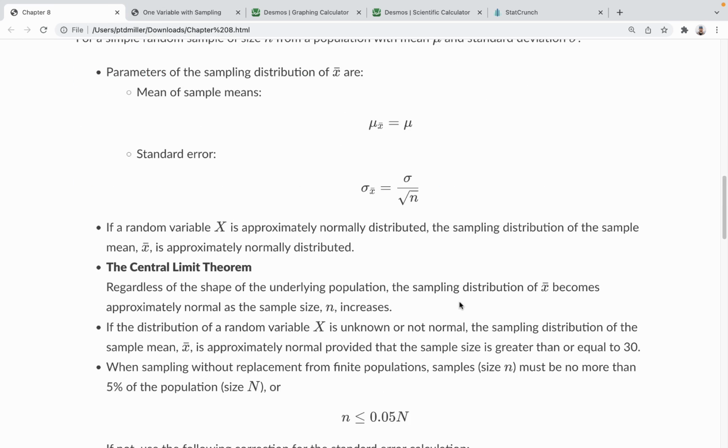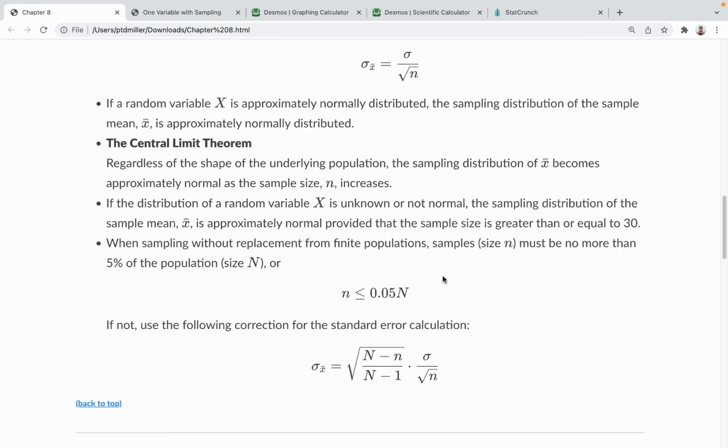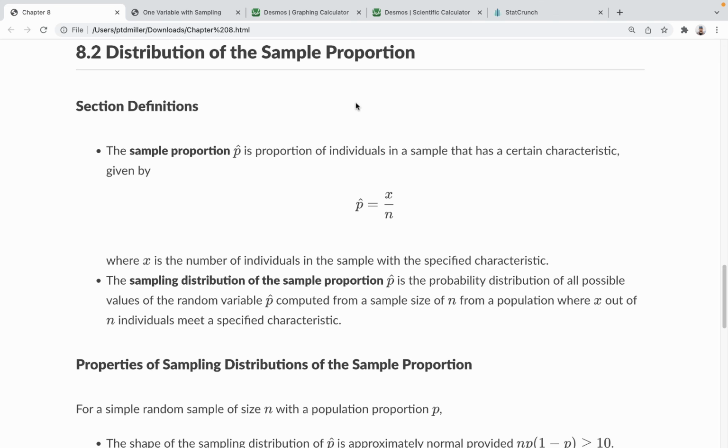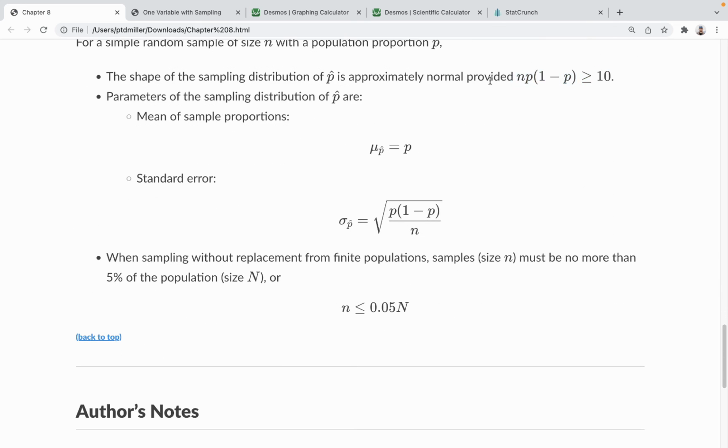It's kind of a lot to say. We usually just say, the sampling distribution of X bar. We would say mean of sample mean, standard error. And we can do the same thing with sample proportions. There are a couple of requirements here. np times 1 minus p has to be greater than or equal to 10. The mean of sample proportions is the same as the population proportion, and that would be our standard error.